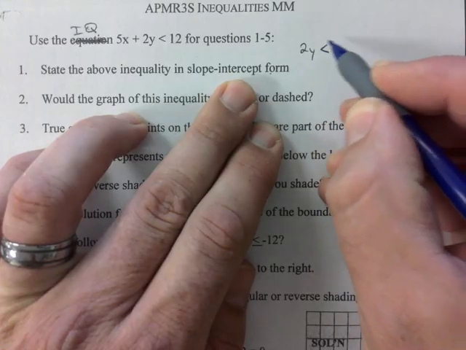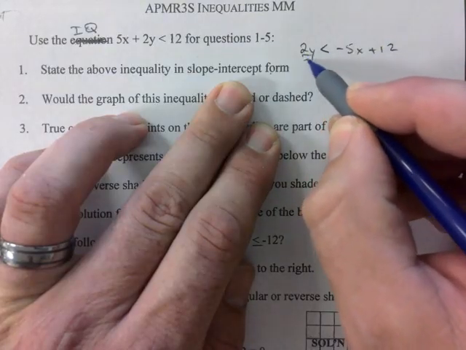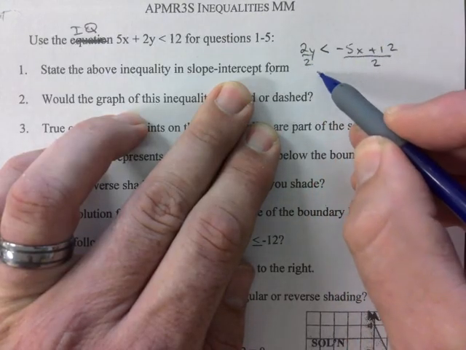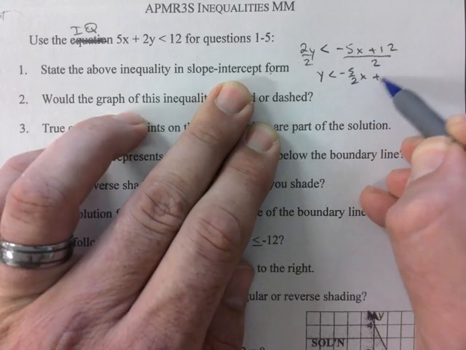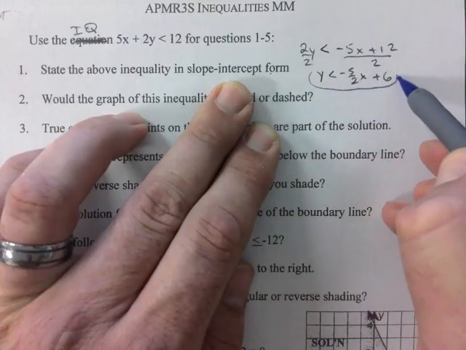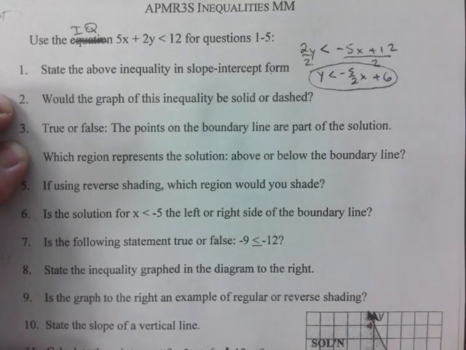Okay. The 5x comes over negative plus 12. You divide by 2. You get y is less than negative 5 over 2x plus 6. Okay, so it's all or nothing here. You either get it or you don't. So that's what I need to see.